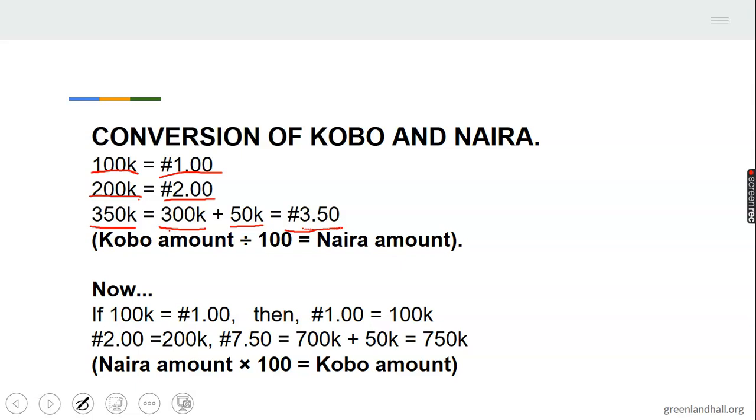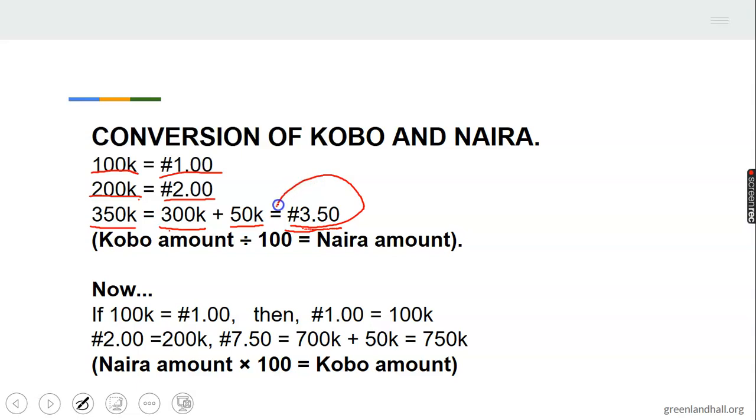I hope you understand that. 350 kobo, we break it down. That's 300. We have to take the 100 because it is 100 kobo that makes 1 naira. So let's take away the 100. That's 300. And then it remains 50. Like I said before, the 50 is not up to 100, so it is still kobo. It is when the kobo gets to 100, that's when we can say it is now 1 naira. So we have 300 kobo plus 50 kobo. The 300 kobo is 3 naira, and the 50 kobo still remains 50 kobo. That's why we have this answer that you see here.